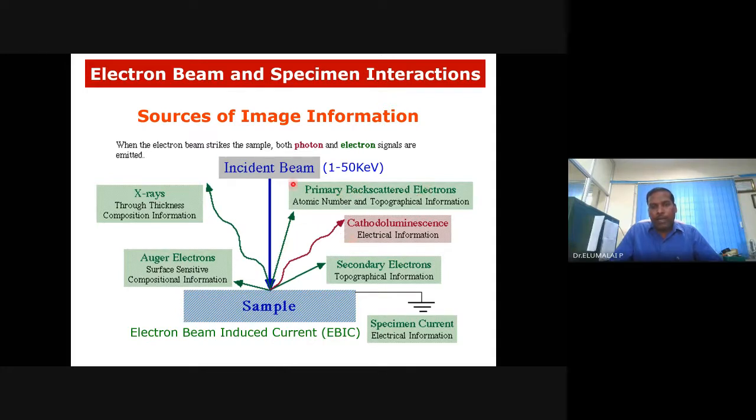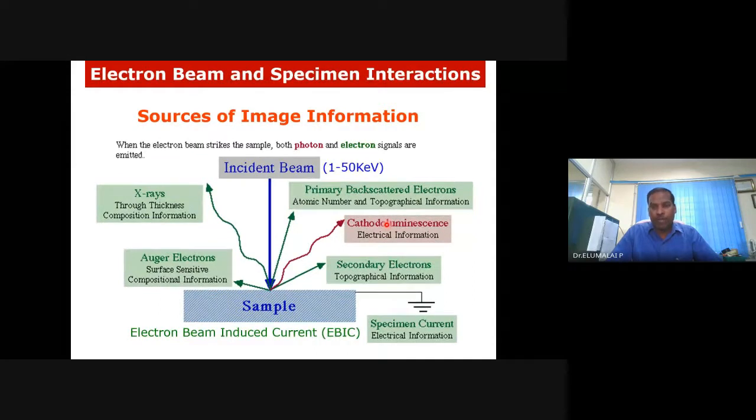And of course, when the electron beam is allowed to interact with the sample, it can glow up. You'll be able to see the light emitting, and we call this cathodoluminescence. Luminescence, I'm sure you are aware of that. Something glows: phosphorescence, fluorescence. Similarly, cathodoluminescence. So, the electron interacts with the sample and generates light: cathodoluminescence.